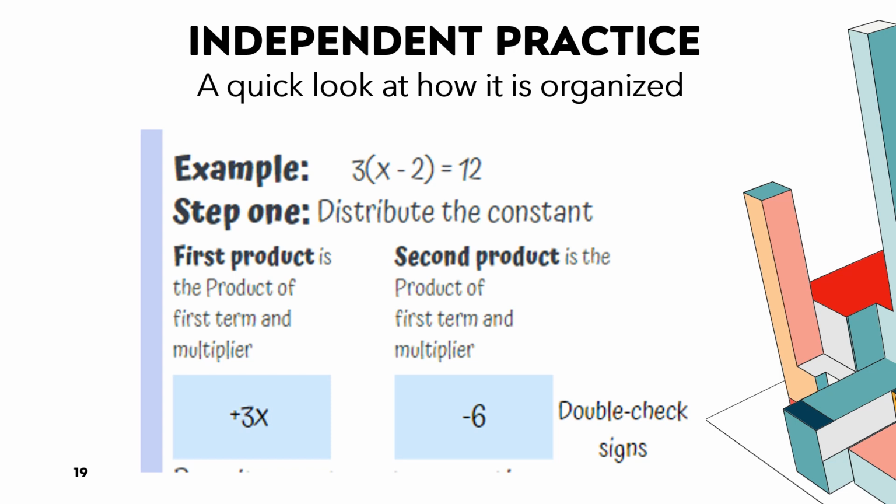Our example problem is 3 times the difference of x and 2 is 12. Step 1. Distribute the multiplier to the first term in parentheses. This is the first product. Step 2. Distribute the multiplier to the second term. This is the second product. The next slide will explain what we do with the first and second products. Also, pay attention to the warnings that remind you to watch your signs.